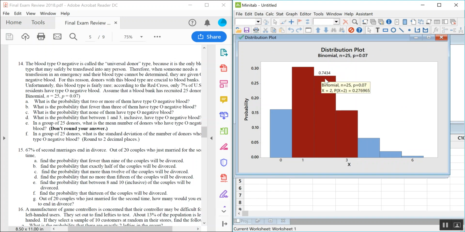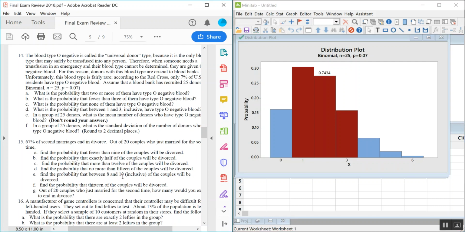The next two questions, which are E and F, woohoo! What's the mean and what's the standard deviation? These are both coming from the normal approximation to the binomial, where the mean is P times N, or the probability of success times the number of trials, and it's 1.75. And then the standard deviation is the square root of 0.7 times 25 times 0.93, which is NPQ. So there's how to do those two. That was kind of fast.